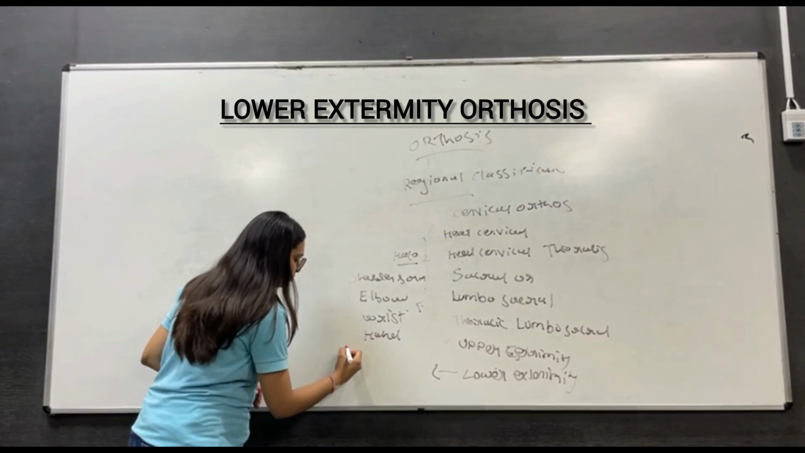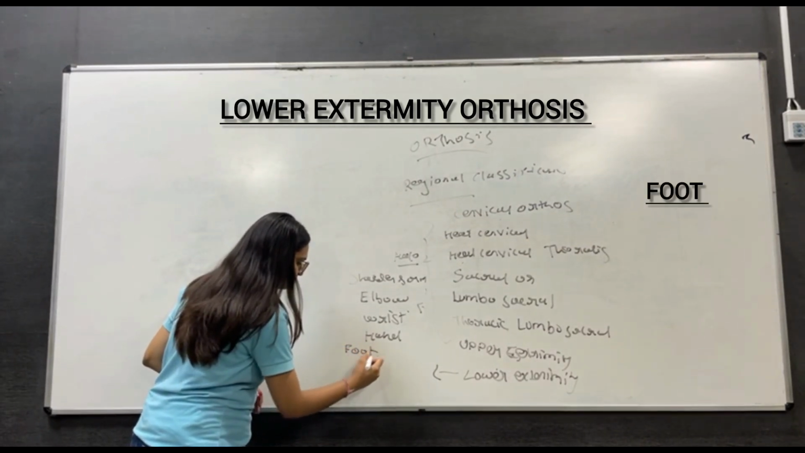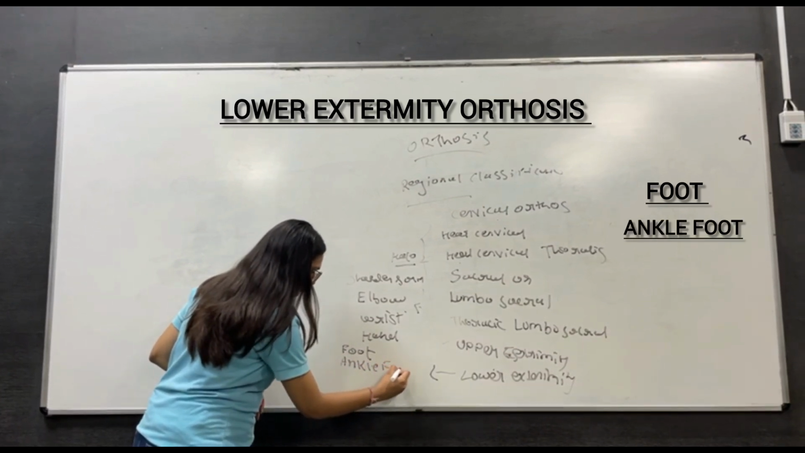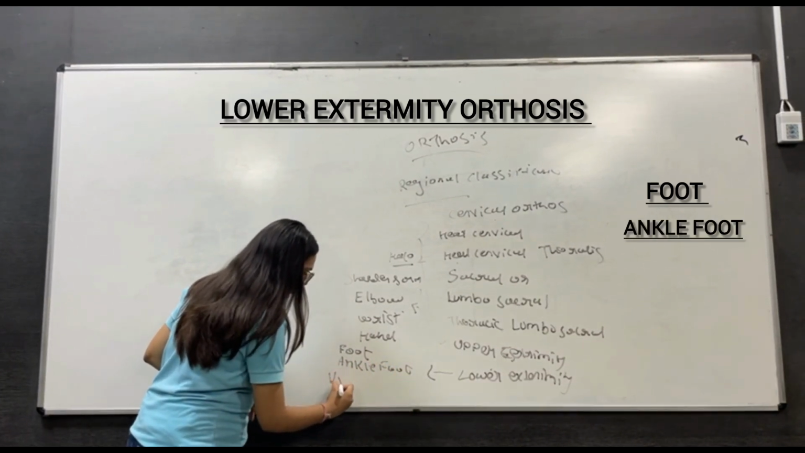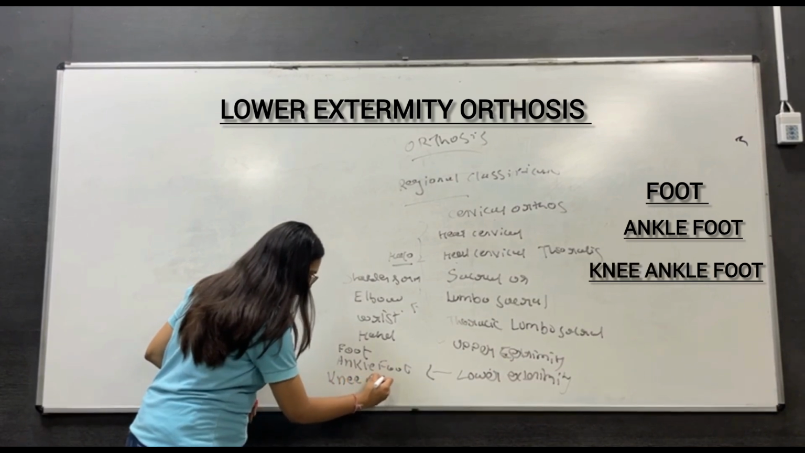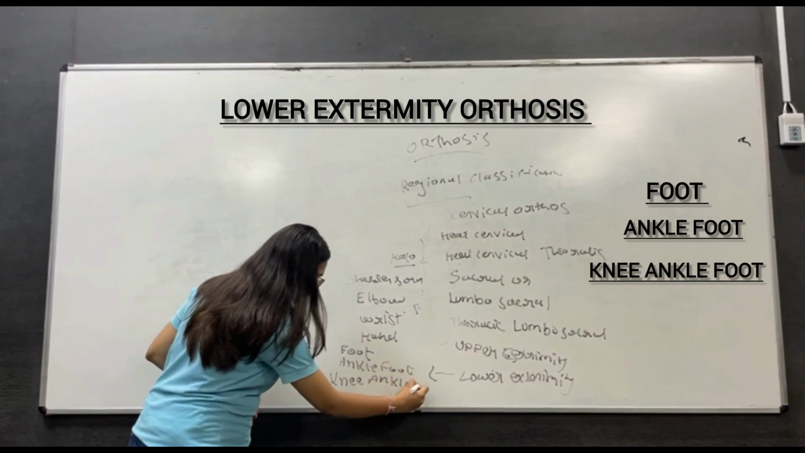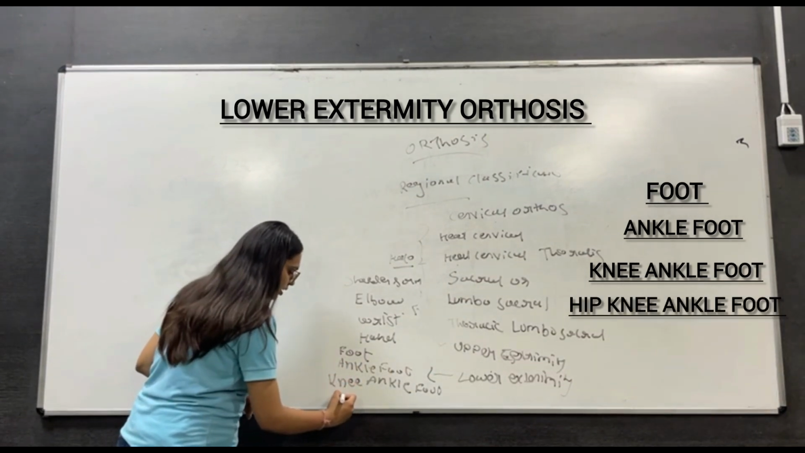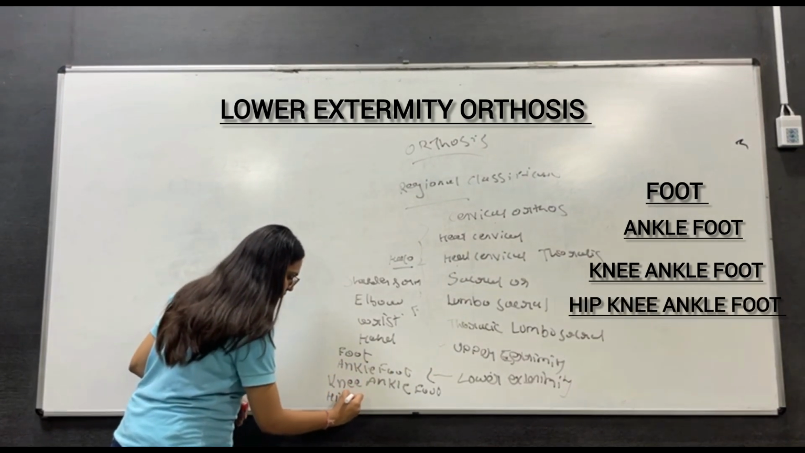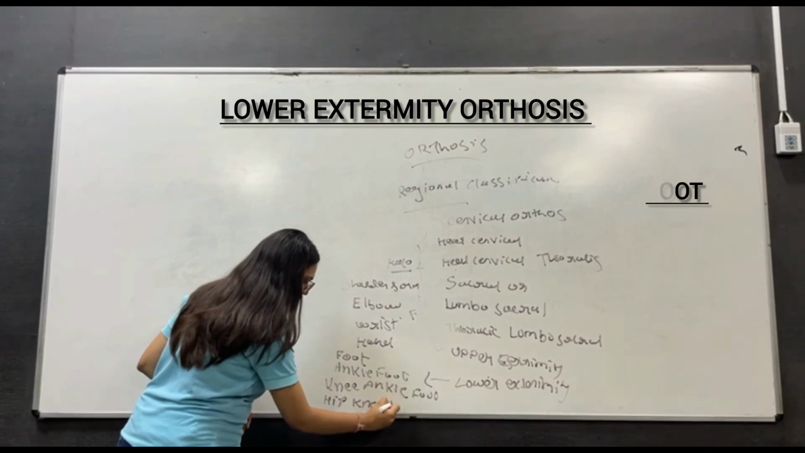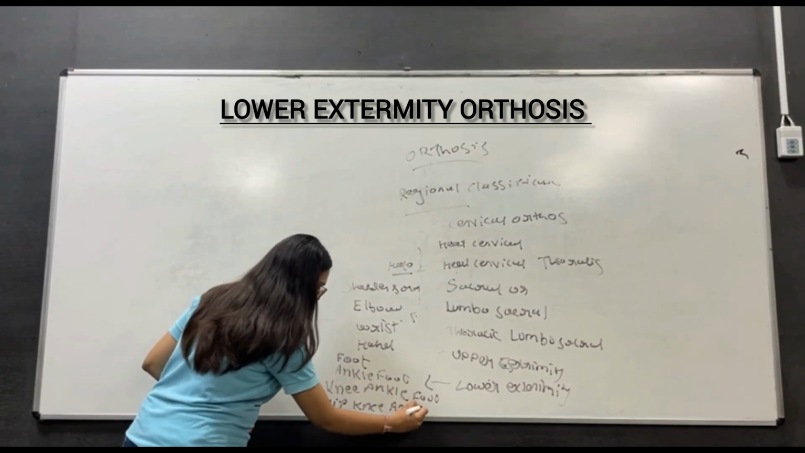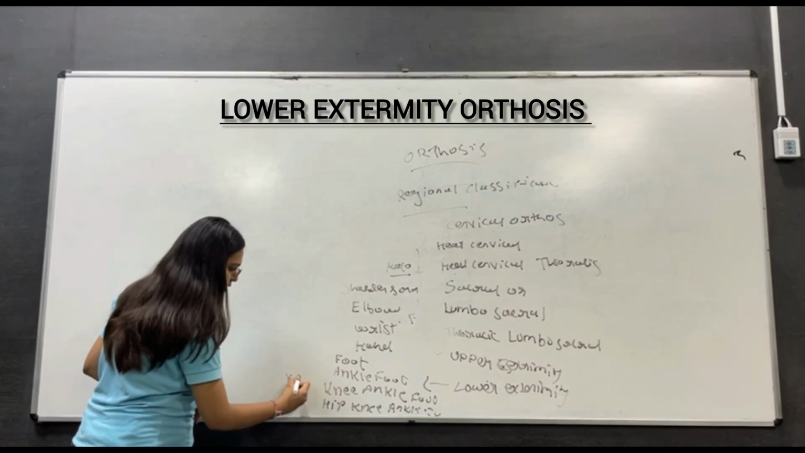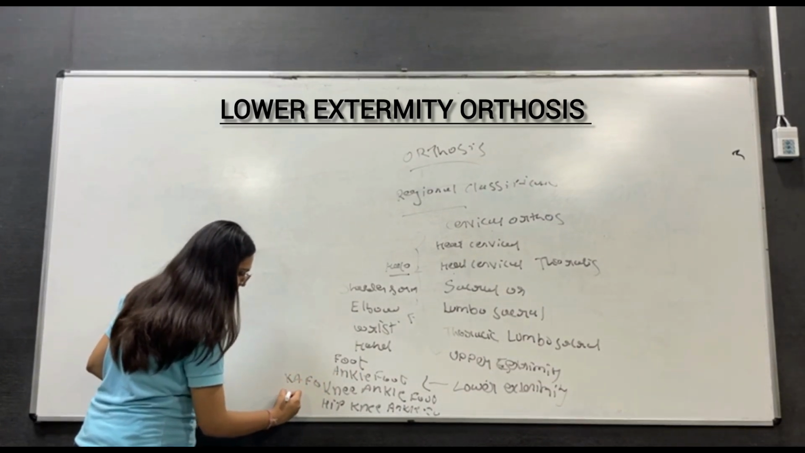For that there will be foot orthosis, ankle foot orthosis, knee ankle foot orthosis, and hip, knee, ankle, foot orthosis. Shortly, these are known as KAFO and HKAFO.